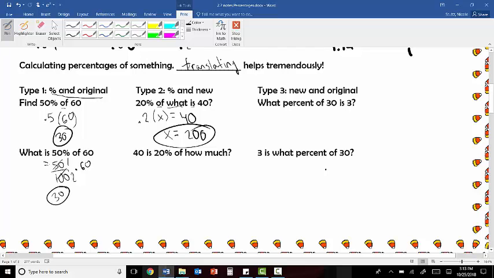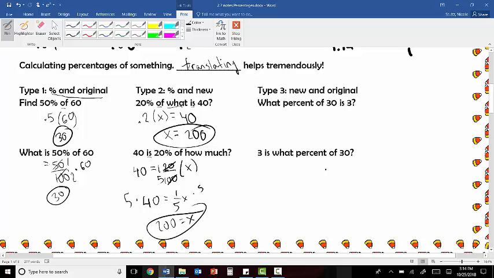Same problem down here, just different wording. We have 40. We have is 20%, so 20 out of 100. And then it says of how much. So this is where your x would go. You can see it's almost identical to the top problem. 20 out of 100, if you don't know, is 1/5, and I always reduce if I can. So now my problem looks like this: 40 equals 1/5 x. We're going to multiply both sides by 5, and we get 200 as our answer.